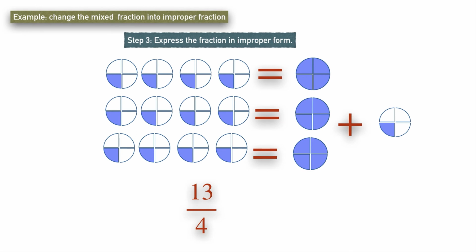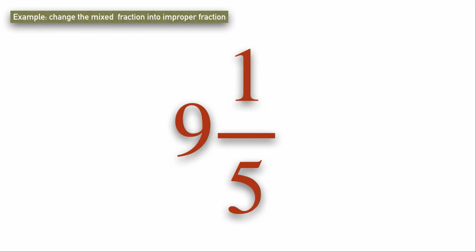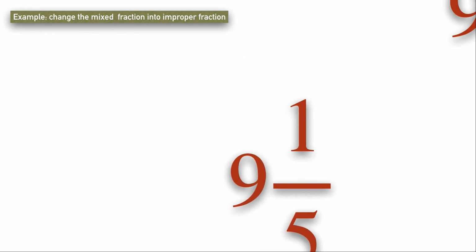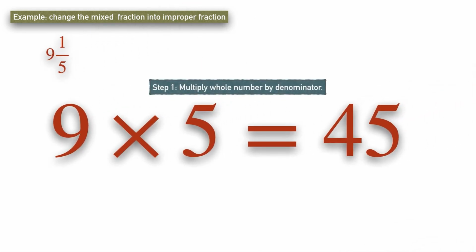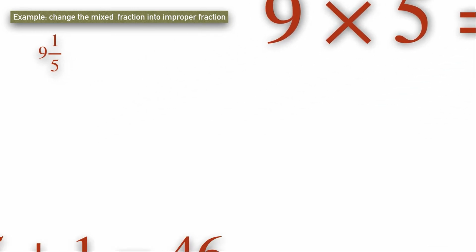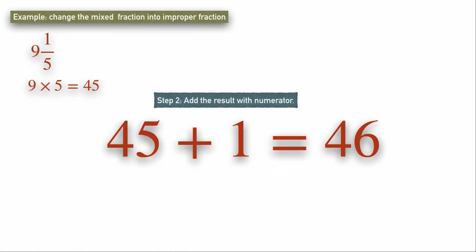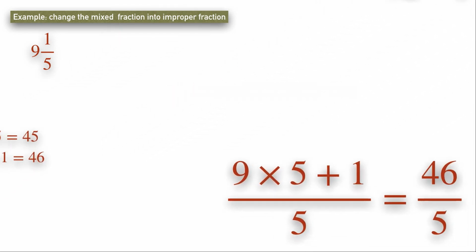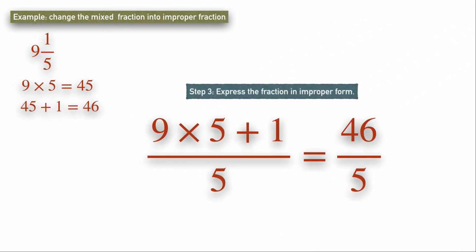Let's change another mixed fraction to an improper fraction. This time we look at 9 and a fifth. So we repeat the process. We multiply the whole number by the denominator. That's 9 times 5 to give you 45. Then we add the numerator to the result. That's 45 added to 1 gives you 46. Then we write it as an improper fraction. It's now 46 over the denominator, which is 5 in this case. I hope you get the point.